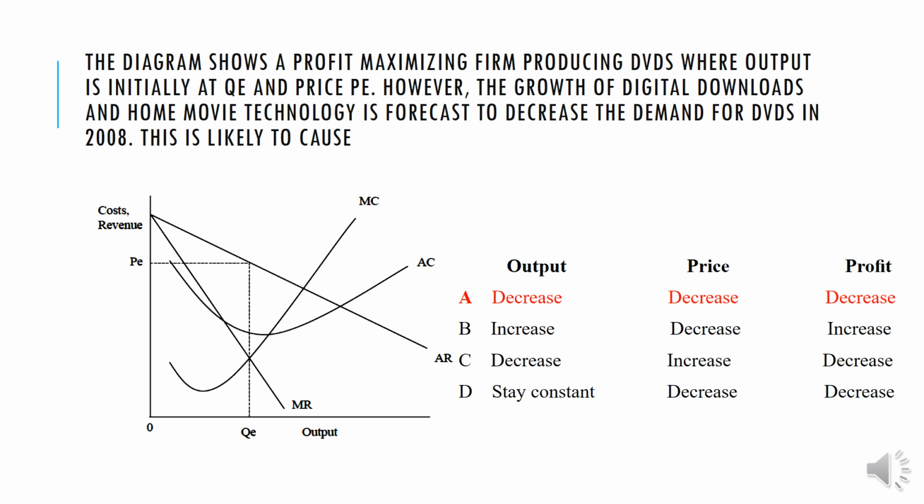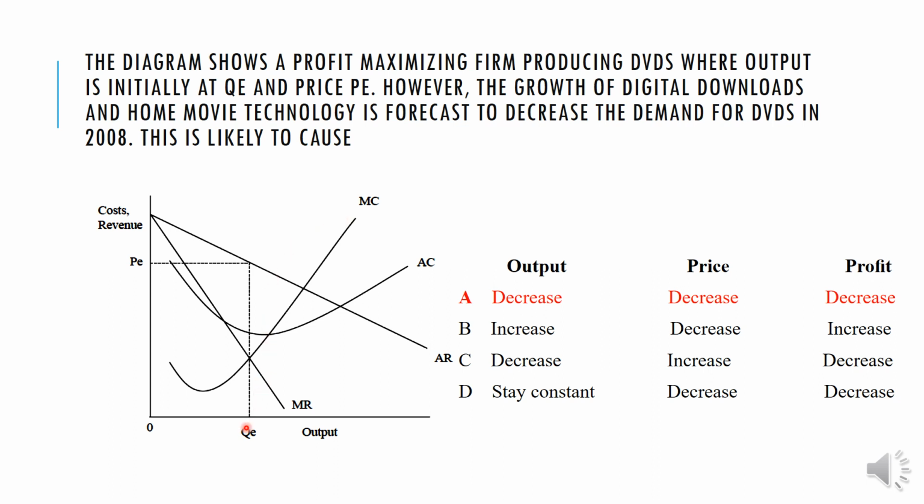Then next question, the diagram shows the profit maximizing firm. You have to check that profit maximizing firm. So you always have to check about the profit maximizing point in this diagram. The firm is producing DVDs where the output is initially at QE and price is PE.